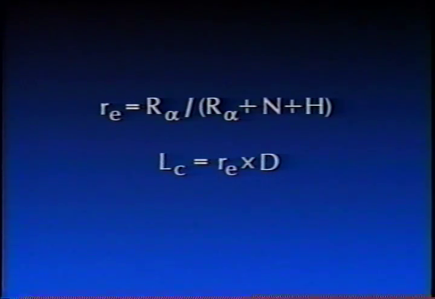The ellipsoidal chord length, noted L sub C, can be calculated by multiplying the ellipsoidal reduction factor times the ground level horizontal measured distance, noted capital D. This is shown in the lower equation on the screen. This ellipsoidal chord length is a straight line distance between two points on the surface of the ellipsoid. It is not a distance measured on the surface of the ellipsoid, which would be an arc length called a geodetic length.